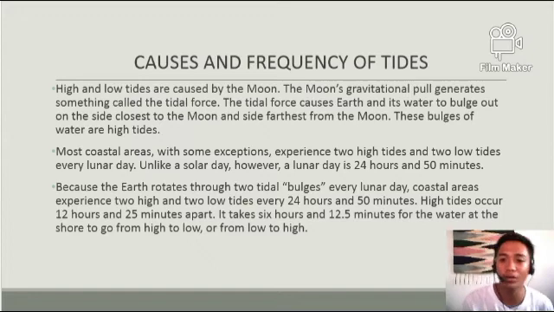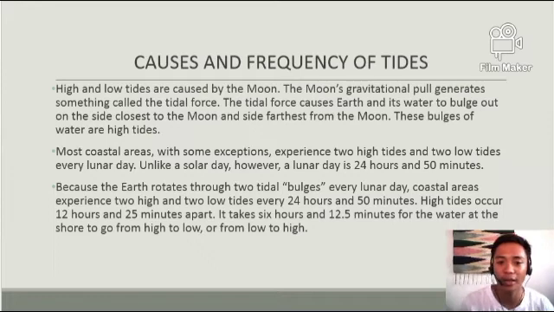So ayan nga, because of moon's gravity, hinihila niya yung tubig, nagkakaroon ng force from the earth na nagkukos yung tubig to bulge. Most coastal areas, with some exceptions, experience 2 high tides and 2 low tides every lunar day. Unlike a solar day, however, a lunar day is 24 hours and 50 minutes.